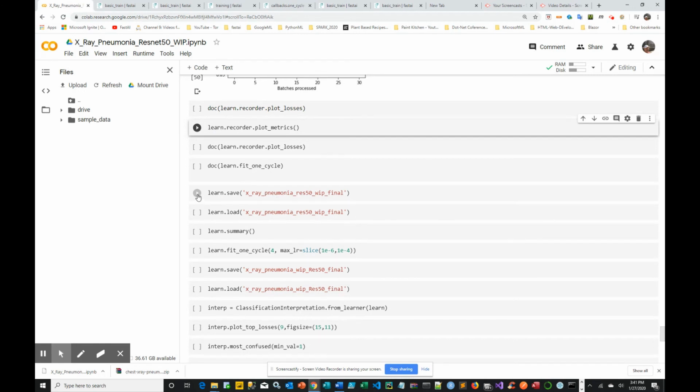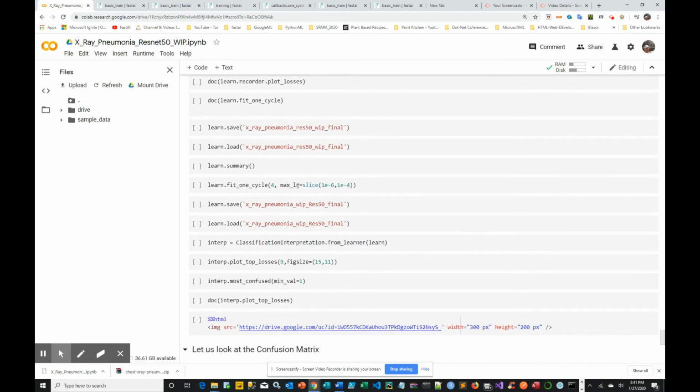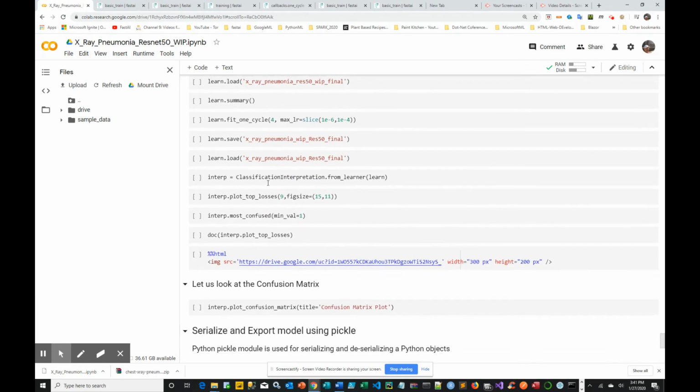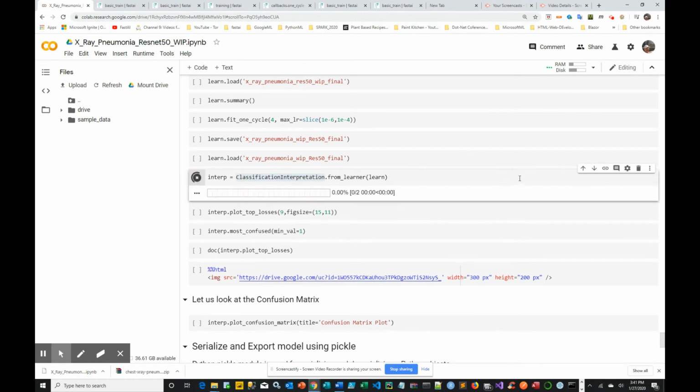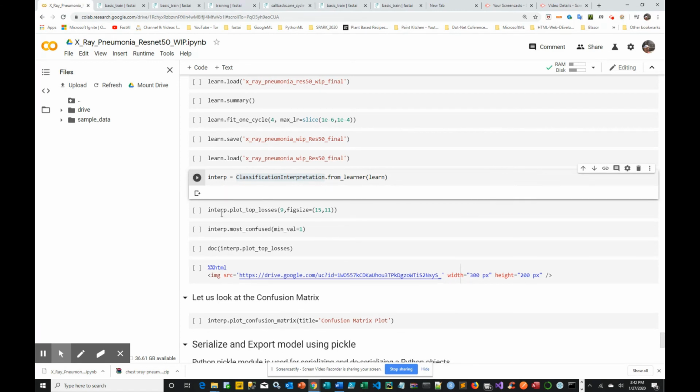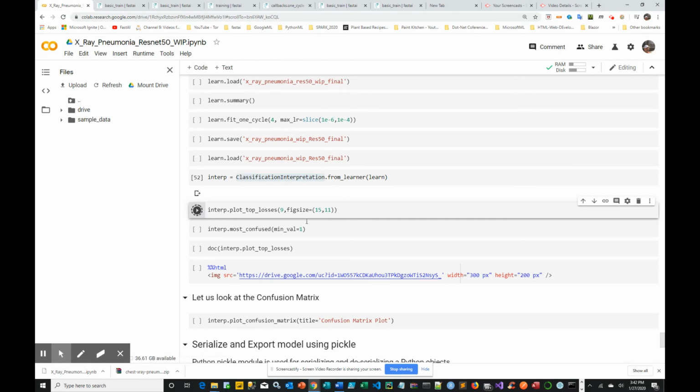So now you're ready. Once you're happy with your model, you just save it one last time, okay? And then you can run your model some more and save it again and again. Another thing we can do is there's this function called ClassificationInterpretation.from_learner, and you're passing in the learner. And I create a variable called interp, and when you run that, it will run some statistics over the result set that you created. And what you can do now is you can plot the top losses.